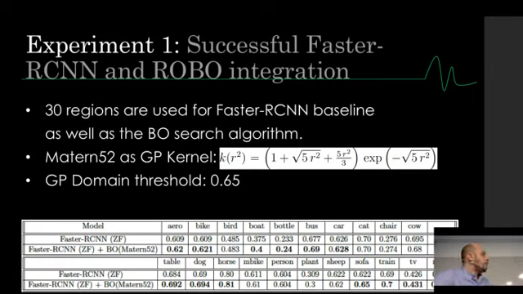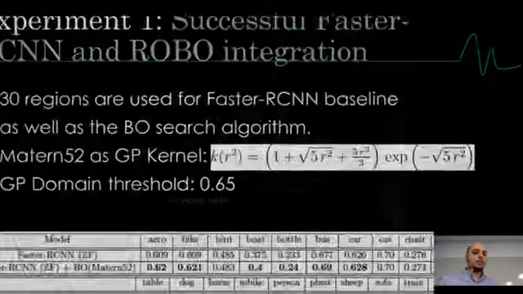Now back to the K matrix that I talked about, in which we encode some information about the regions. Here we used what is called Matern52. It's the default value for Robo, so there's nothing magical about it.